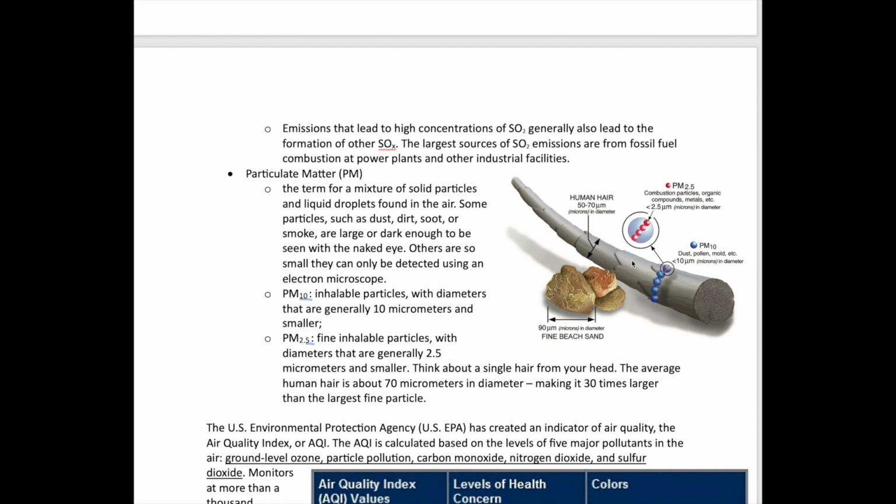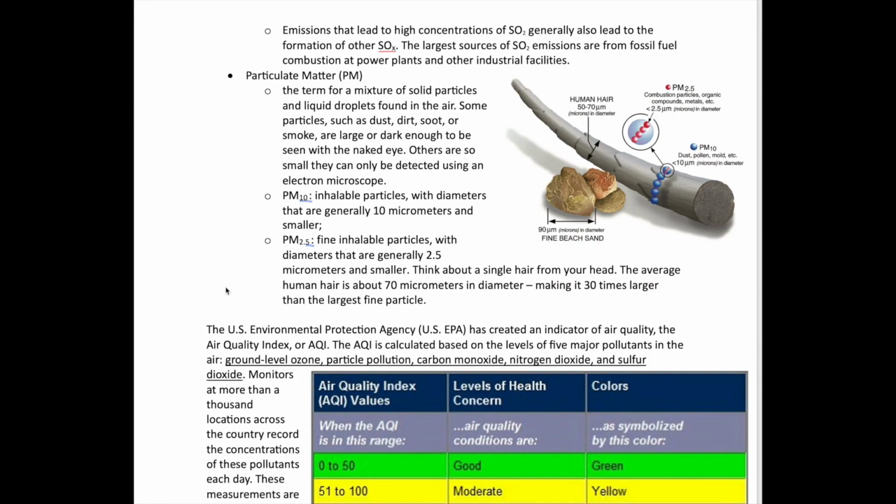This is just a comparison to show you how big the human hair is in comparison to these particulate matters, but they are found around us, and when you breathe them in, particularly in areas where a lot of them are produced, they generate a lot of health issues, as you might imagine.